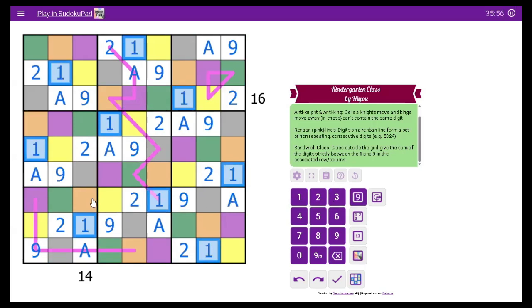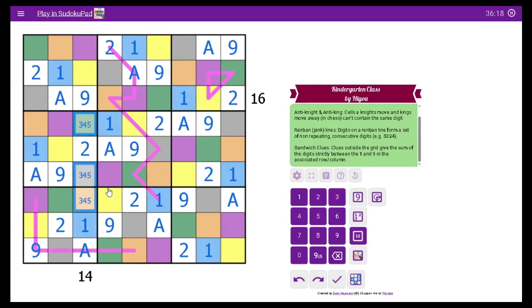Now, these 4 sum to 14. 14 minus 2 is 12. So these 3 sum to 12. The only way to get 12 in 3 different digits without using a 1, 9, or 2 is 3, 4, 5. That's the minimum you can make it. That is the only way to get that. So green is a 3, 4, 5, gray is a 3, 4, 5, and orange is a 3, 4, 5.